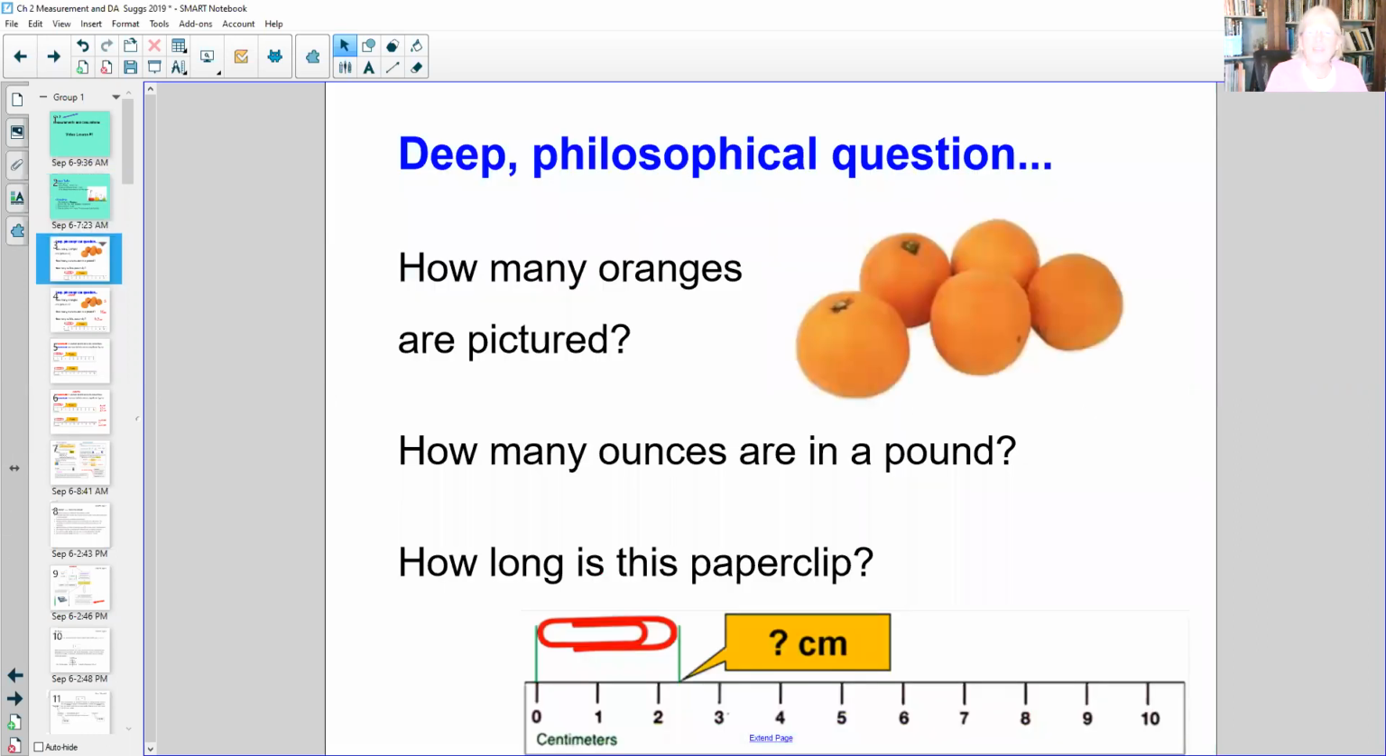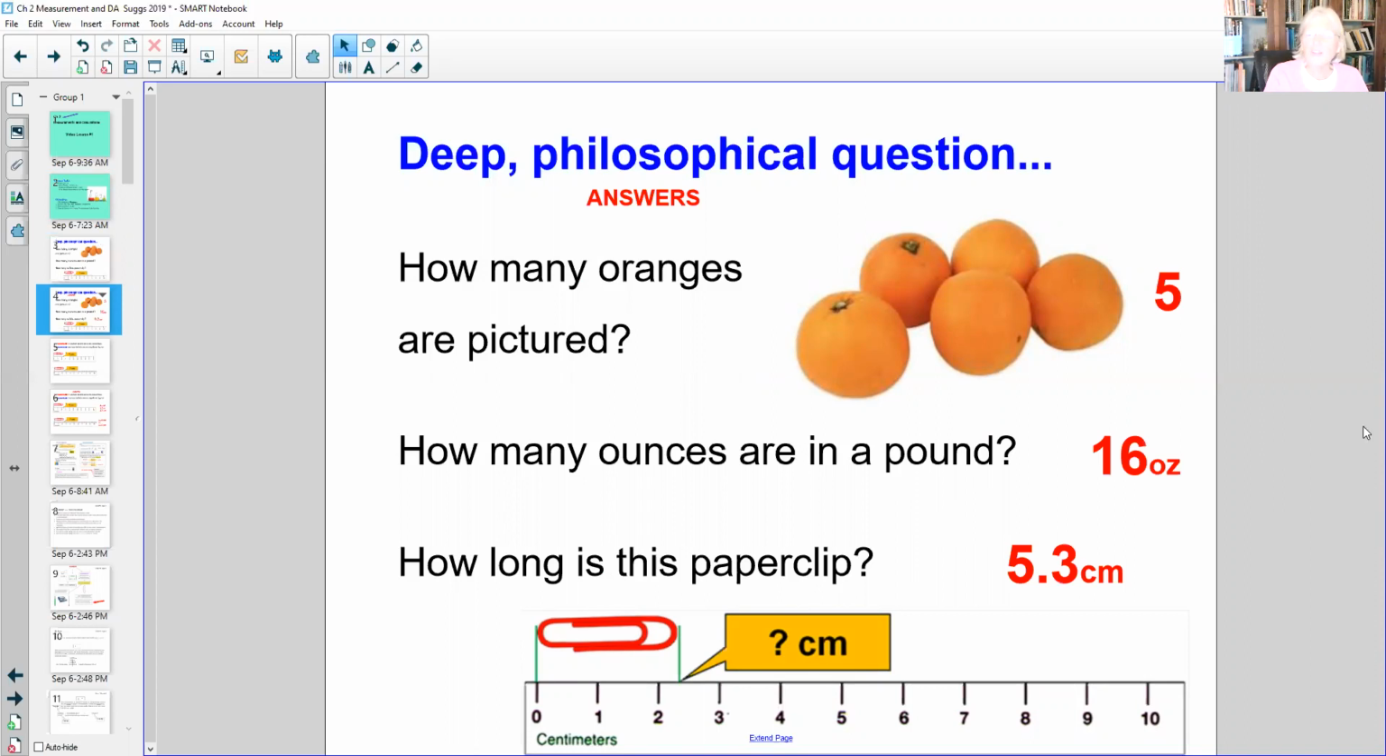So I'll begin with a deep philosophical question. Here we go. How many oranges are here? How many ounces are in a pound? And how long is this paper clip? These are 3 different types of numbers that you need to recognize.